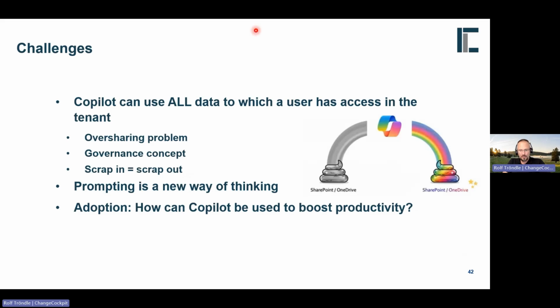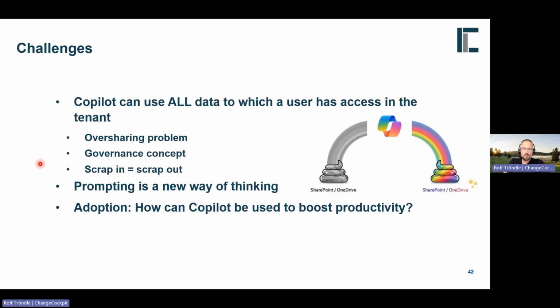Okay, some challenges we identified, or perhaps just the most important ones, during our Copilot teachings and adoptions. First of all, the first big one is that Copilot can use all data to which a user has access in the tenant by default when you don't specify which document you use. We then have oversharing problems, which can also be solved using SharePoint Online Advanced Management. That's another deep dive available if you would like to have a look at it.